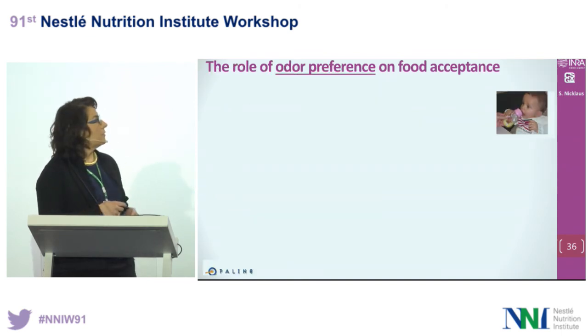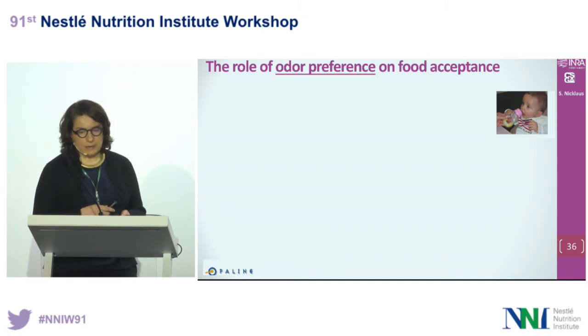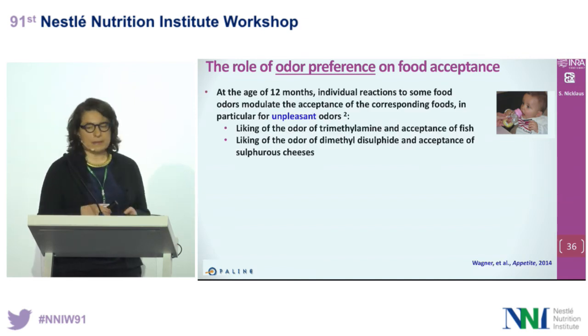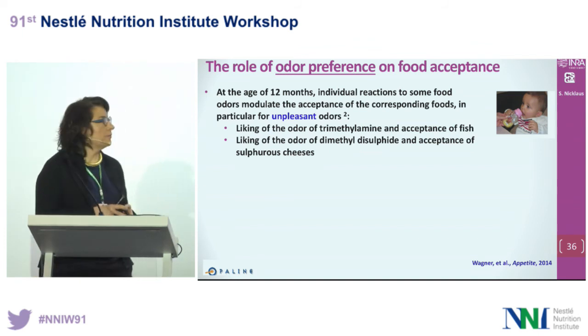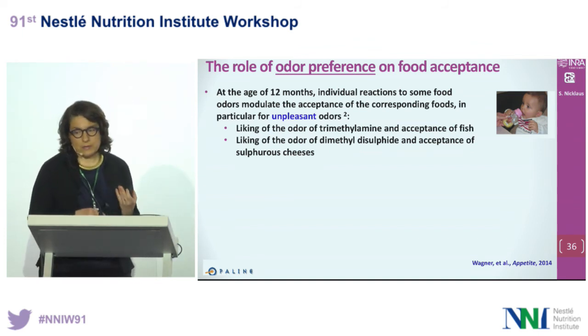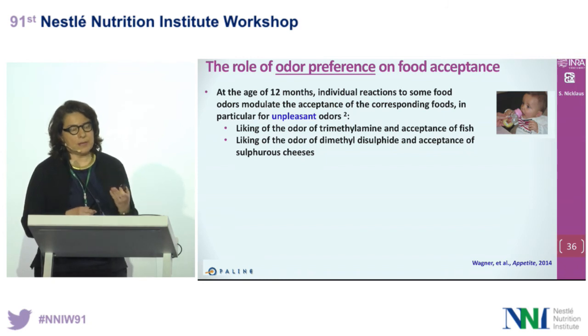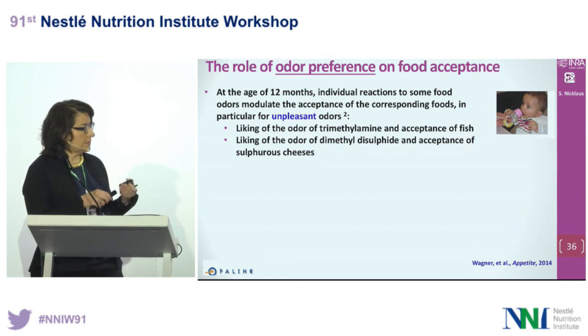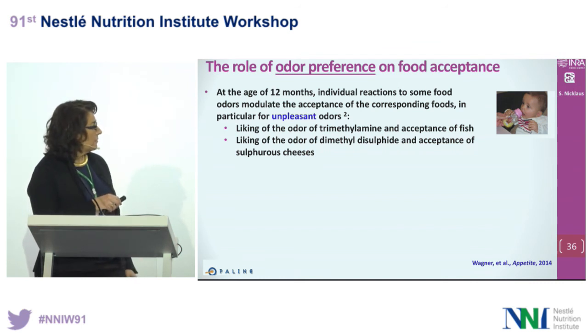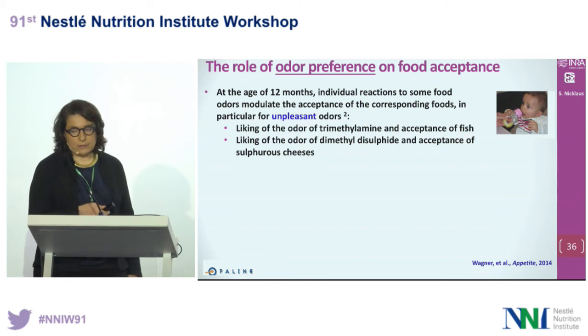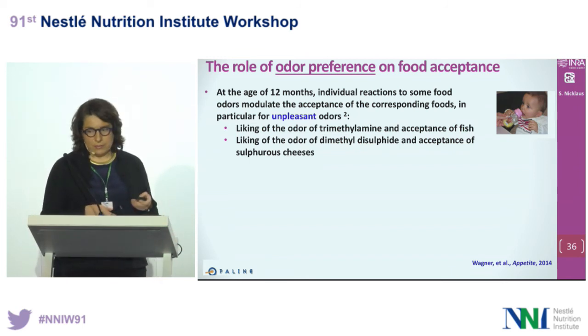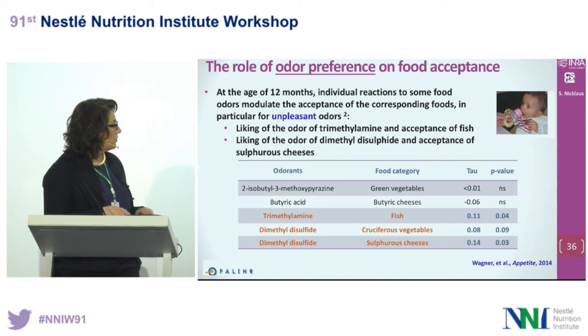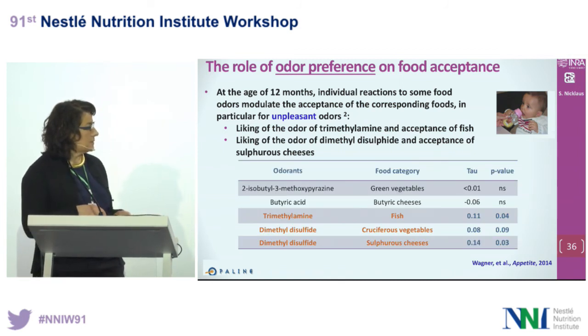We did the same for looking at the role of odor preference on acceptance, and what we found was that at the age of 12 months, individual reaction to some food odors modulates the acceptance of the corresponding foods, in particular for unpleasant odors. For instance, we found that children who liked more the odor of 3-methylamine accepted more fish, which has a typical 3-methylamine flavor. And the same, the children who liked more the odor of dimethyl disulfide would accept more sulfurous cheeses. That's what's summarized here.